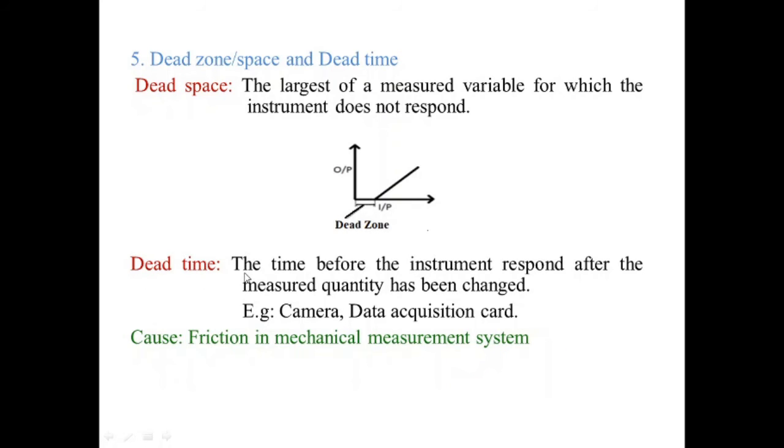And the next one is the dead time. The time before the instrument responds after the measured quantity has been changed. That is, till this point it won't respond. So that time we call the dead time. After that the change occurs. For example, with a camera and data acquisition card, even though you are providing an input, it will take some time to respond to the input provided. This can happen because of the friction in a mechanical measurement system.